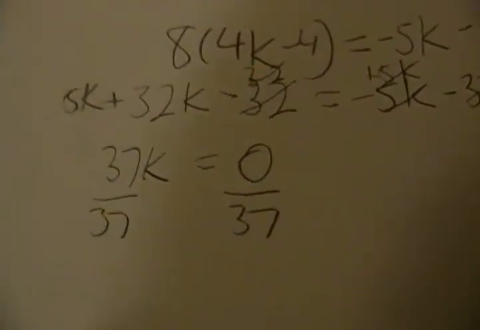Can we still go on? Yes, we can. So let's solve for k. We have 37k equals 0. Now, if we have a coefficient in front of k, we have to divide by that number. So we have to divide both sides by 37.